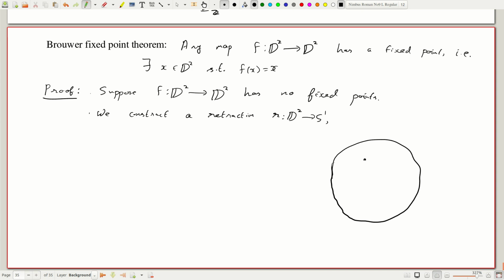So namely what we do is we take the point x and let's look at f of x. And let's look at the line that starts at f of x and goes towards x. Okay. And let's make it actually a straight line. It starts at f of x, goes towards x, and we keep continuing this till it hits the circle. And the point at which it hits the circle is going to be r of x. So this point here, this is going to be r of x.